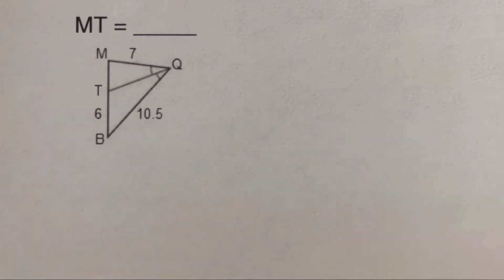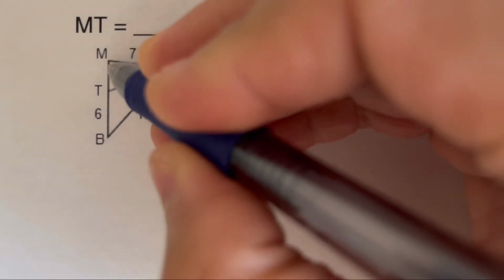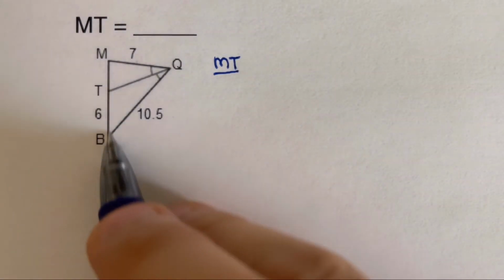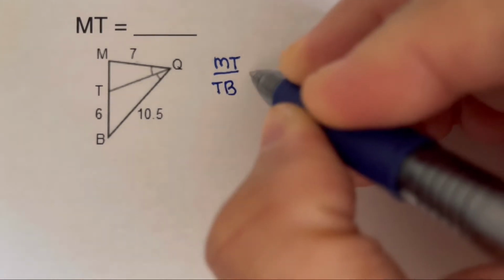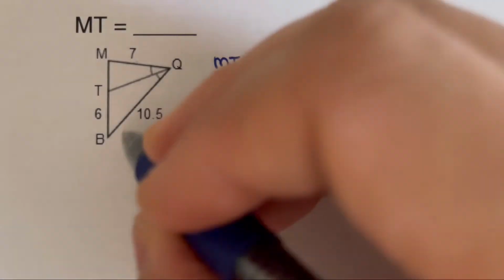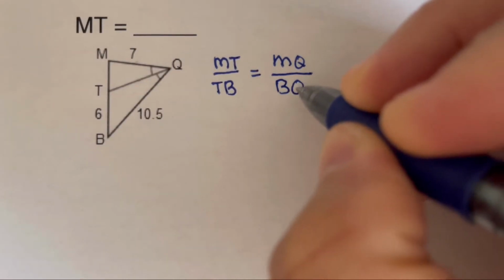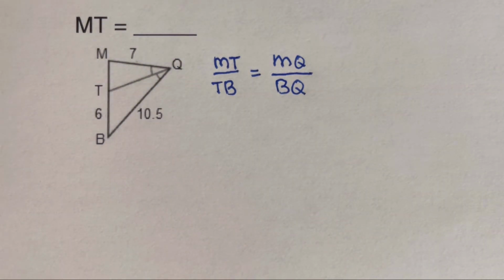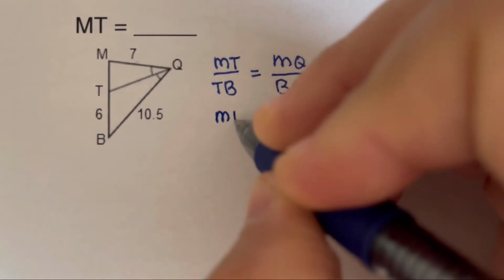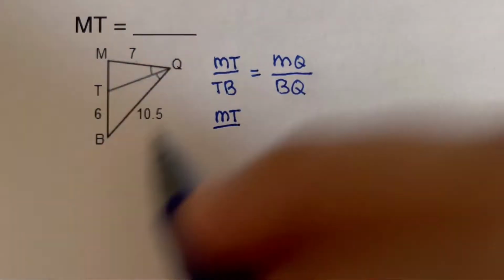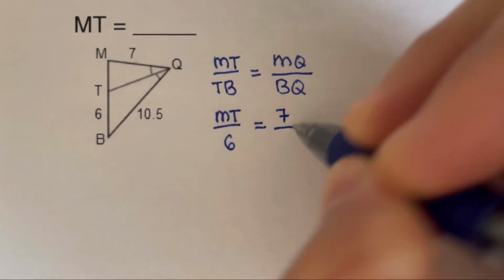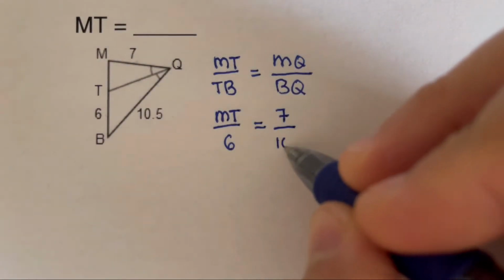From here, we can say that MT, that's the first one right here, so I'm going to write that down here. So MT over the other half, which is TB, is equal to MQ over the one on the other side, BQ. So that we can plug the values in. Our MT is missing, so we just write MT over there. Over our TB is 6, and that is equal to our MQ is 7, over our BQ is 10.5.